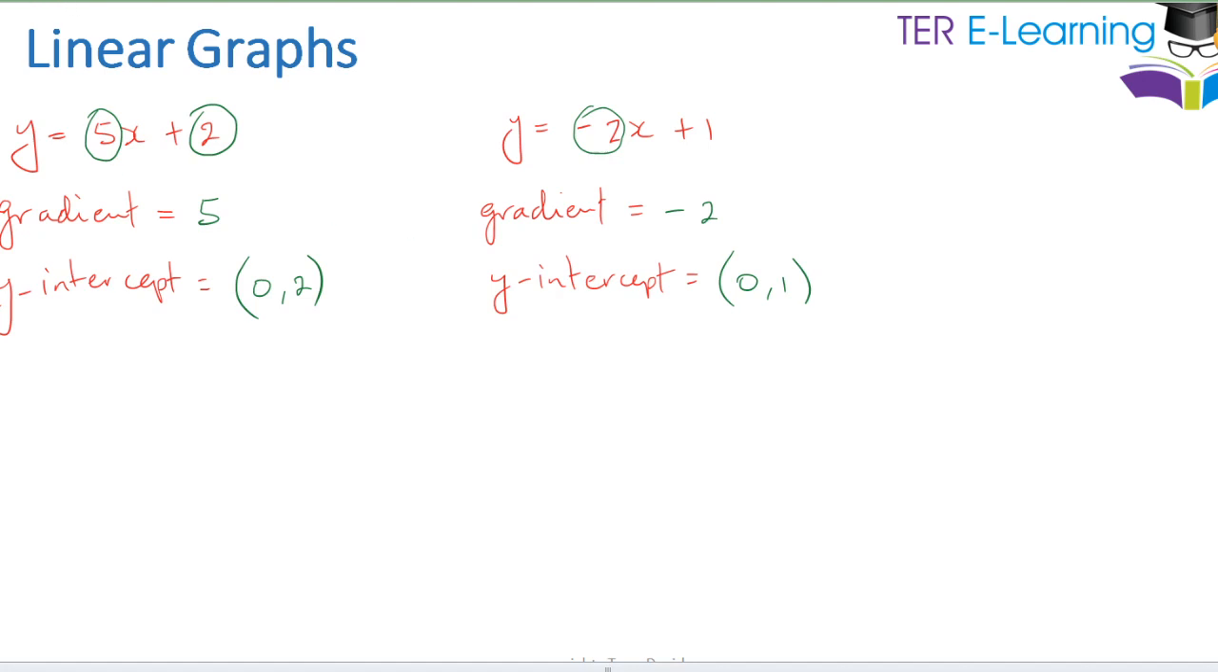So let's make things a little more interesting. Let's say we have something like this. y is equal to 2 plus 4x. I want to know what is my gradient and what is my y-intercept.